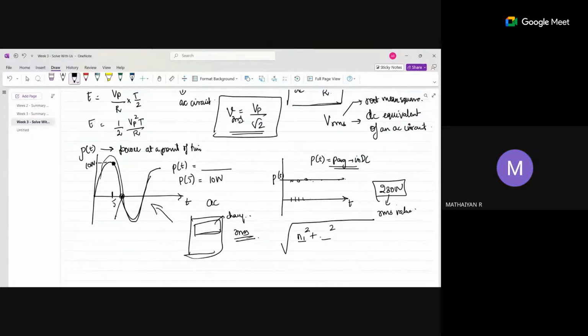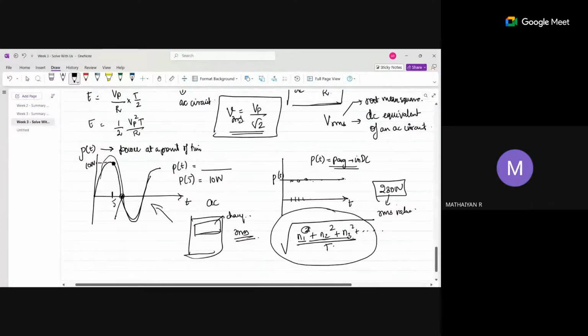Like, ma'am, when we see any graph going up and down, we consider only the average value. Yes, I'm taking the mean of the total, then taking the square, then the root. So that's why we call that the root mean square value, the RMS value.